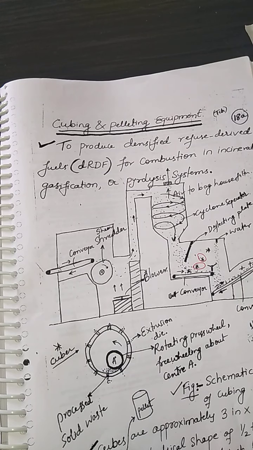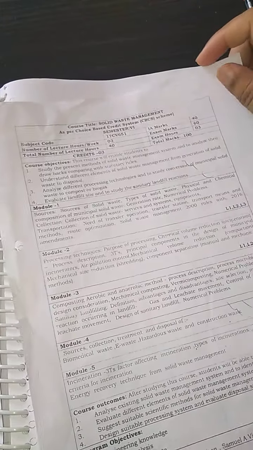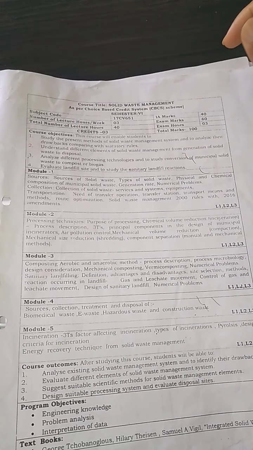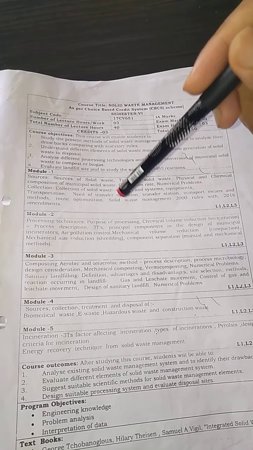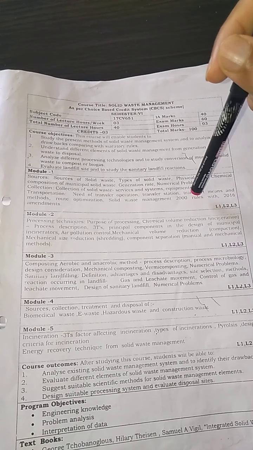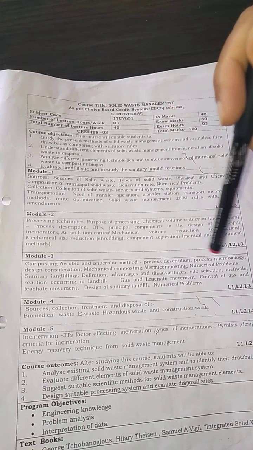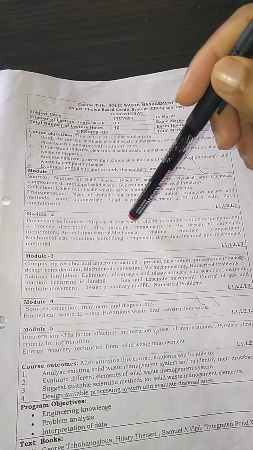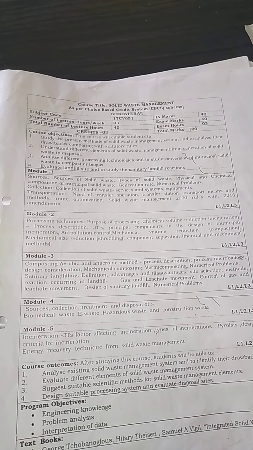So this is regarding your module 2. We have already covered all the things in module 2. We have covered the purpose of processing, chemical reduction that is incineration, the 3Ts, components, air pollution control equipment, then mechanical volume reduction, compaction, then size reduction, and then component separation. So this is regarding your module 2. Thank you.